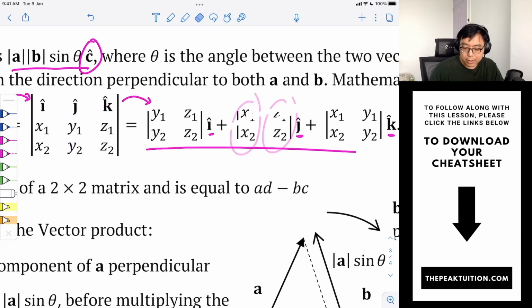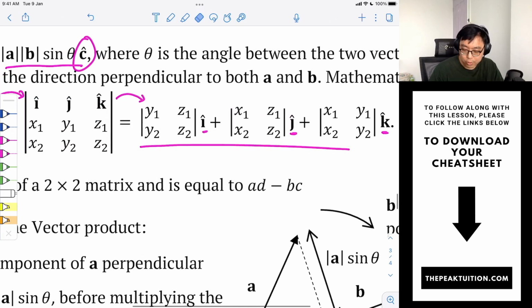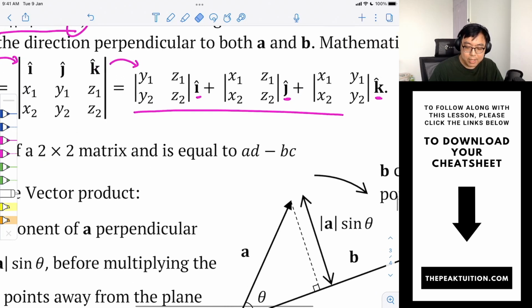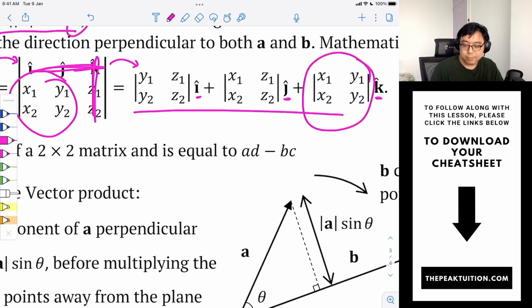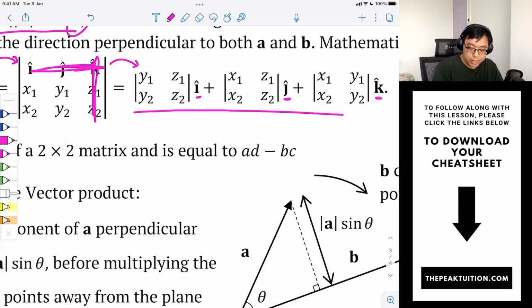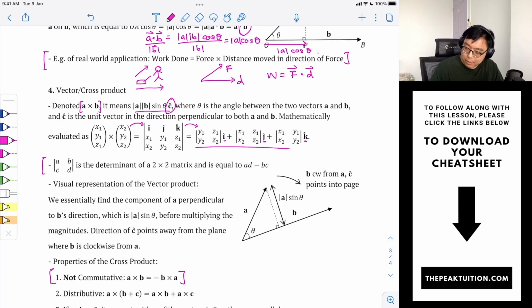So we just block out the column and the row that they are involved in. And finally, for k, it's the same thing. We block this one out, we block this one out. This x1, y2, x1, y1, and x2, y2 is what we see here. Okay, so for cross product, I think the hardest part is probably just remembering this.